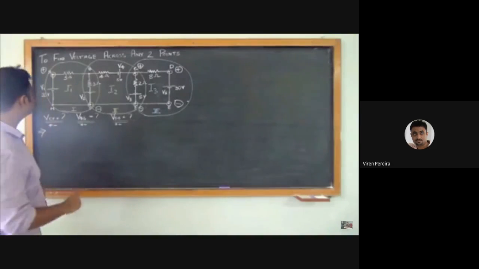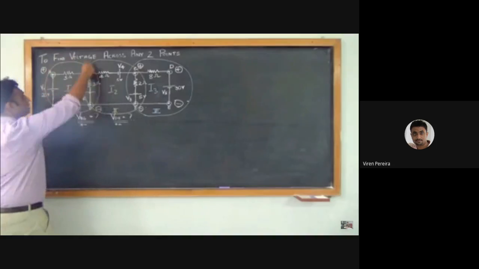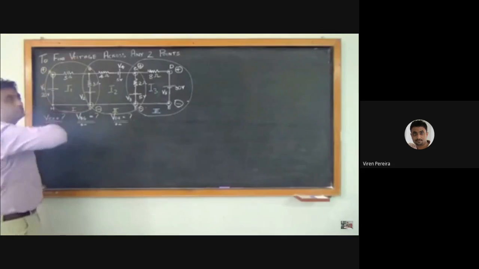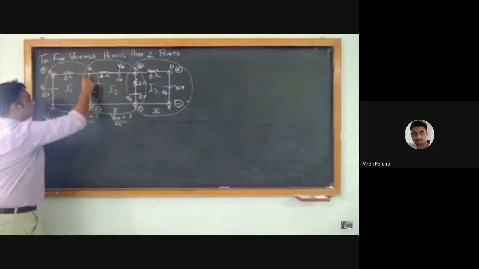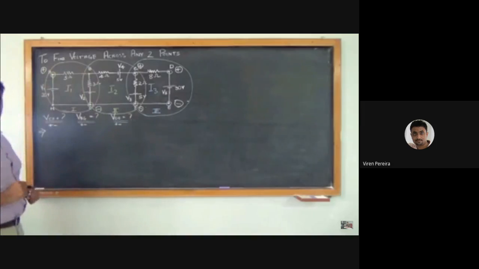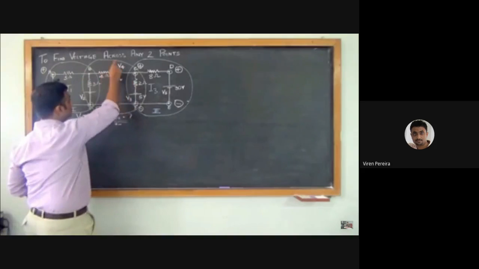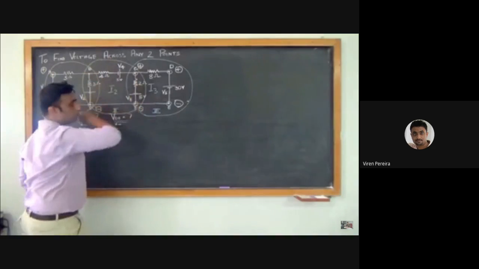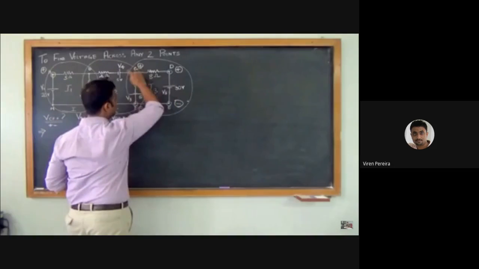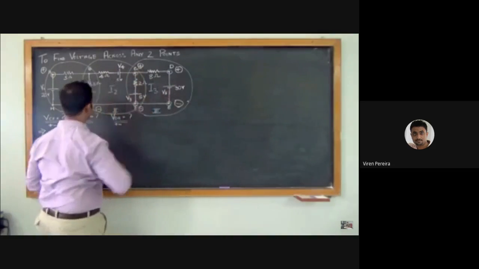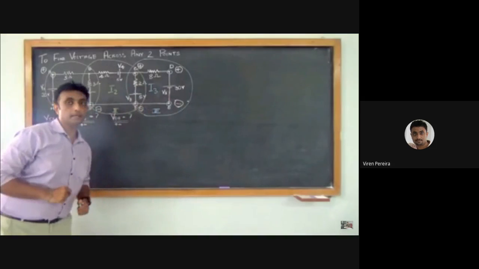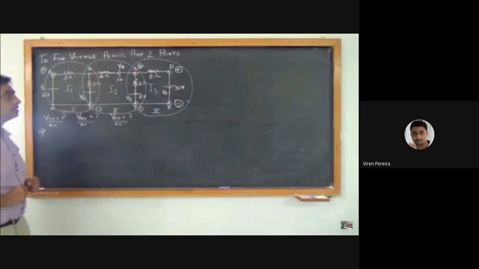First thing is circle the loops. So this is one loop, so I'll call this loop 1. This is a second loop, so I'll call this loop 2. And this is the third loop, so I'll call this loop 3. So we circle the independent loops.